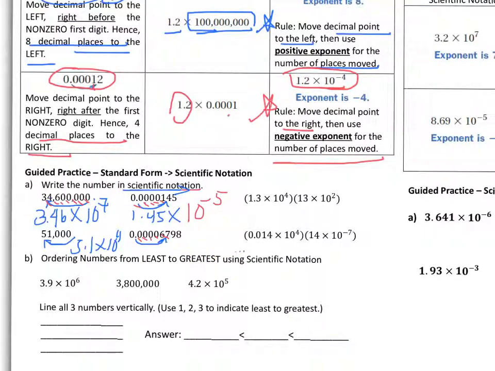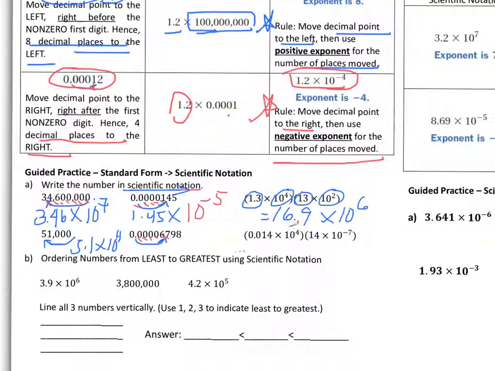Okay, so what if I give you a problem like the one here? 1.3 times 10 to the 4th power and 13 times 10 to the 2nd power. So we need to first multiply 1.3 and 13, which is 16.9. And then we got to multiply these two factors here. So that would give us times 10 to the 6th power.